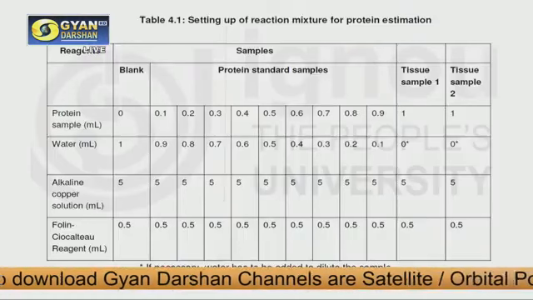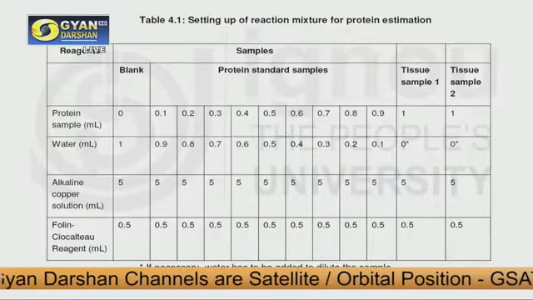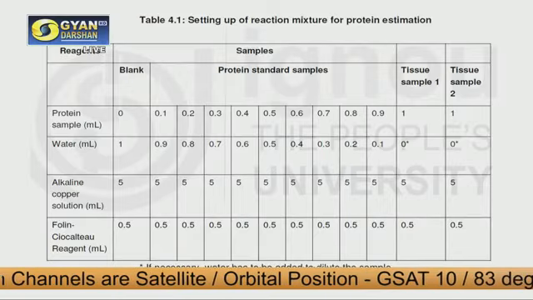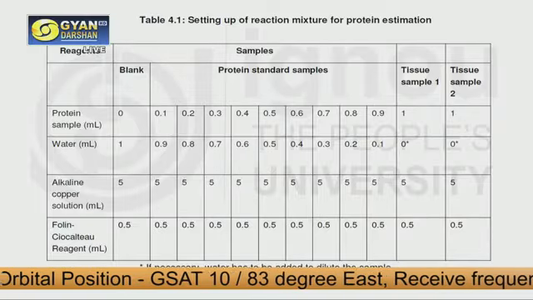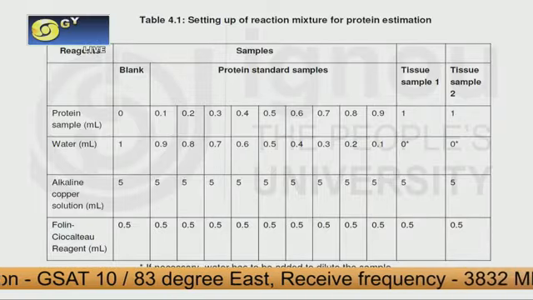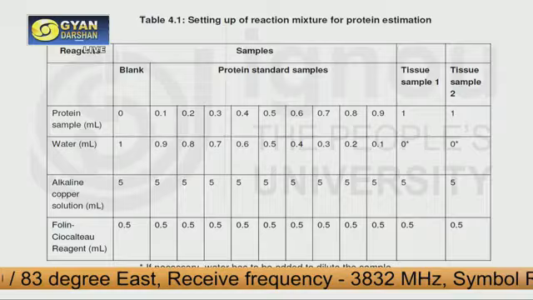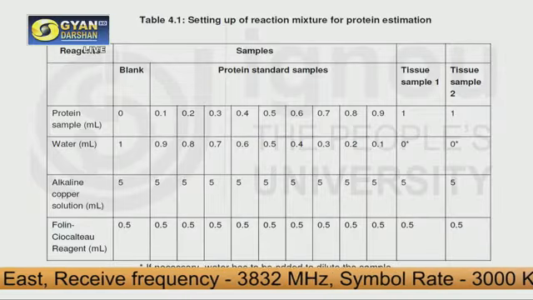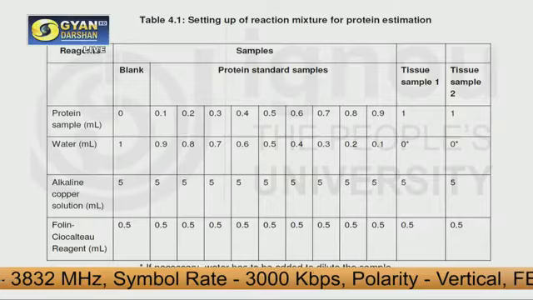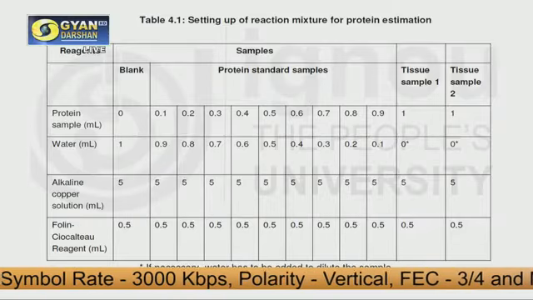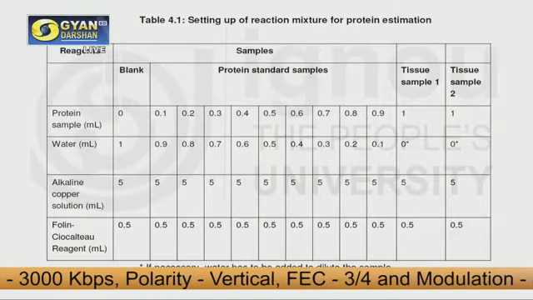Like here you see that you have the protein standard, that is BSA. You prepare the gradually increasing concentration in different tubes, 0.1 ml, 0.2 ml, 0.3 ml up to 0.9. Okay, and then you add the alkaline copper solution and Folin-Ciocalteu reagent. So, as I discussed, you will get a blue color generated.